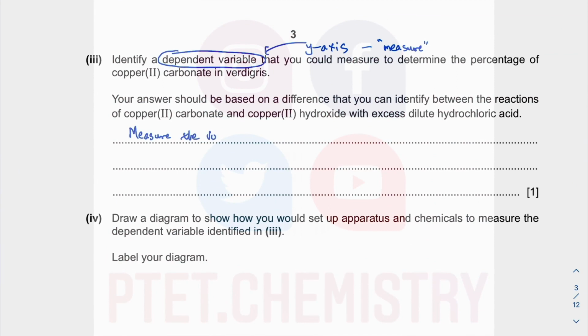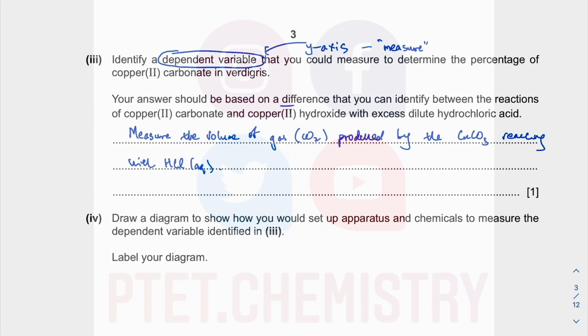Measure the volume of the gas. You can specify CO2, of course, produced by the copper carbonate reacting with the HCl aqueous.